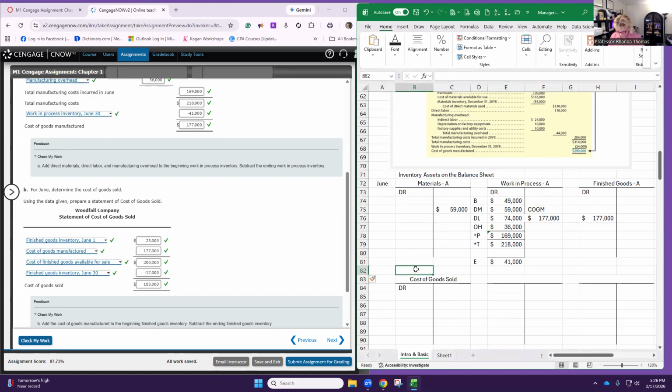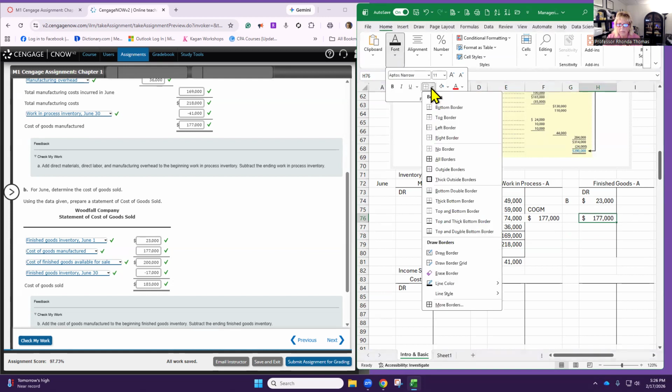So it doesn't have a beginning and an ending balance, usually not. Okay, so when you do a statement of cost of goods sold, you basically are evaluating this account here. So it has a beginning balance, from the month before, of 23,000. Okay, and then the cost of goods manufactured is 177,000. Then we have an available total that we could sell.